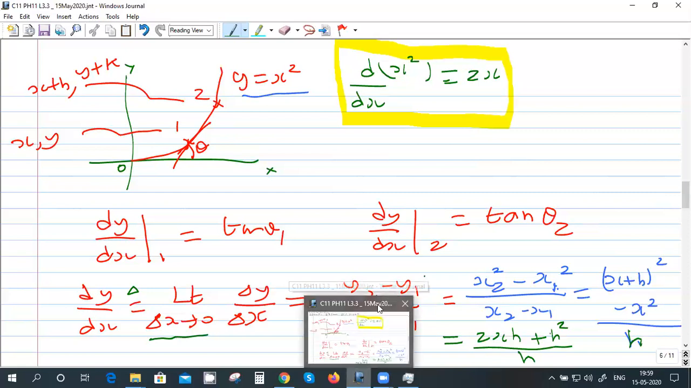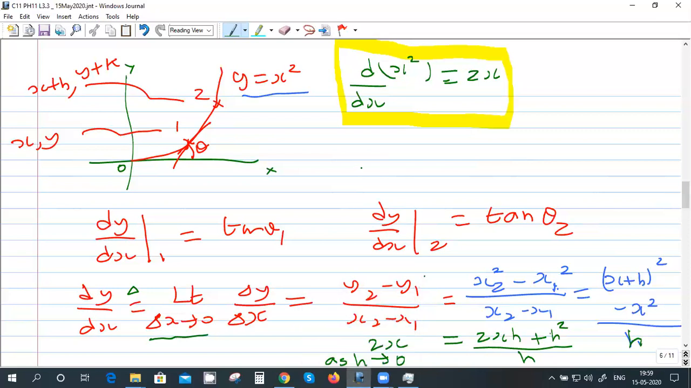Similarly, y1 is x1 square. So that's what I've written for y1 and y2, divided by x2 minus x1. And x2 I can write as x plus h. X1 I'll take as x and x2 as x plus h. So what's h? h is the difference between x2 and x1.